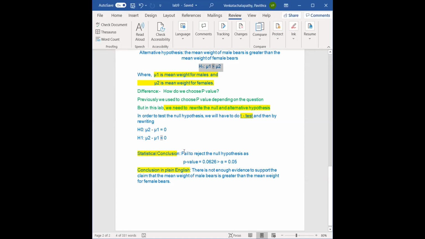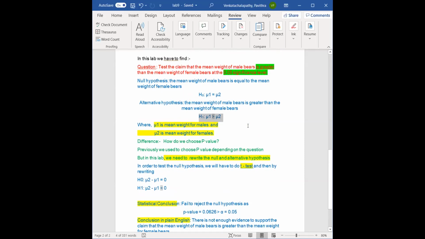So what am I going to do? Fail to reject. If I fail to reject, in plain English it means there is not enough evidence to support the claim that the mean weight of male bears is greater than the mean weight of female bears. So this is your class activity. There is one more question in this.